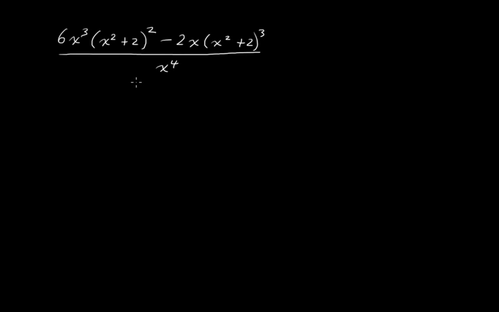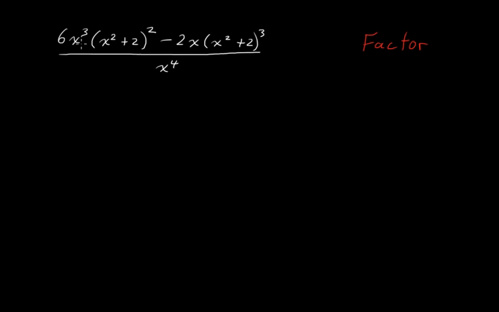In this video, we'll be reducing or simplifying this rational expression: 6x to the third times the quantity x squared plus 2 squared, minus 2x times the quantity x squared plus 2 raised to the third power, all over x to the fourth. Now, the first step in simplifying rational expressions is to factor. So we're going to do that.